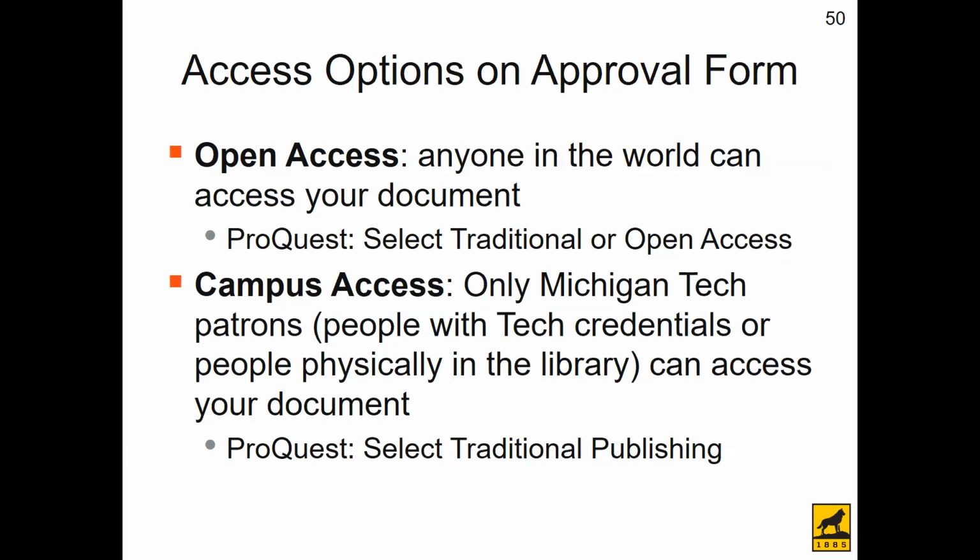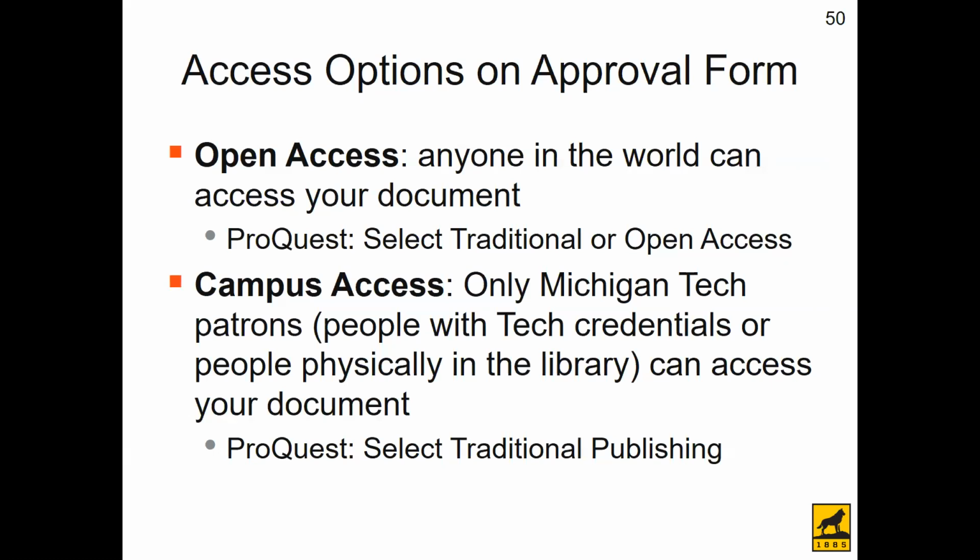Campus access means that only Michigan Tech patrons, like people with tech credentials, so you've got an MTU email address right now, you're a student, you're anywhere in the world, you can VPN in and you can sign into the library and get stuff. Or people who are physically in the library. So if you go to the library, you'd be able to get it as well, because if it was a book on the shelf, you'd also be able to pull it off the shelf. So it's that kind of access.